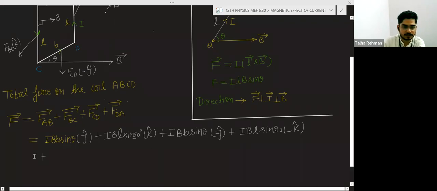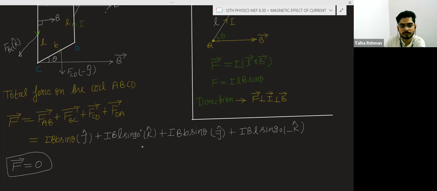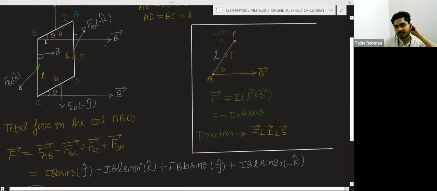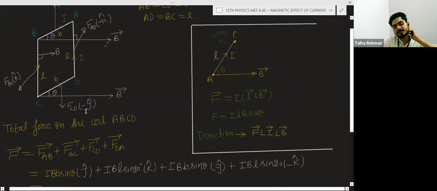Now see all the terms here. This is I capital B into small b sine theta into J cap. This is I capital B into small b sine theta into minus J cap. This term will be cancelled out with this term. And I into capital B into L into sine 90 into K cap, and I B L sine 90 into minus K cap, will also cancel out. So the force on the coil ABCD will be 0. That is why I was saying that the force on a current carrying loop in a magnetic field is 0. So the total force on this current carrying coil is 0.